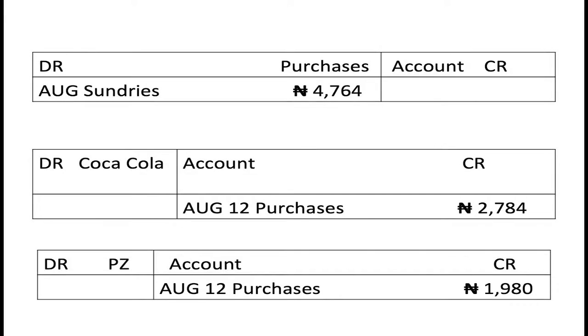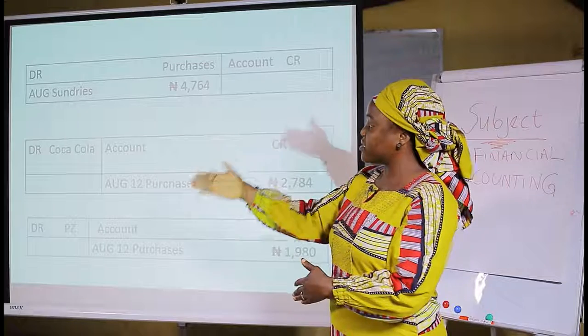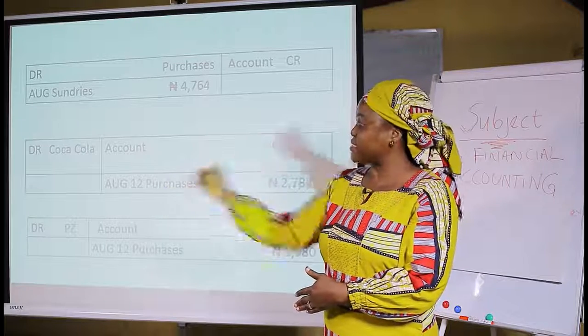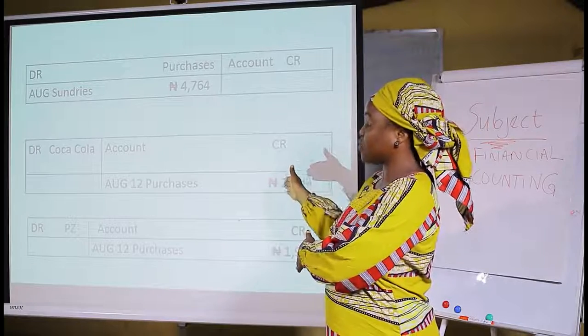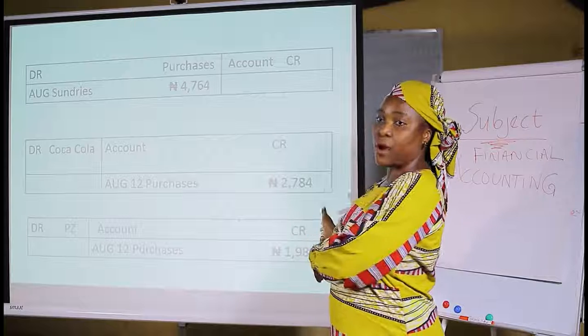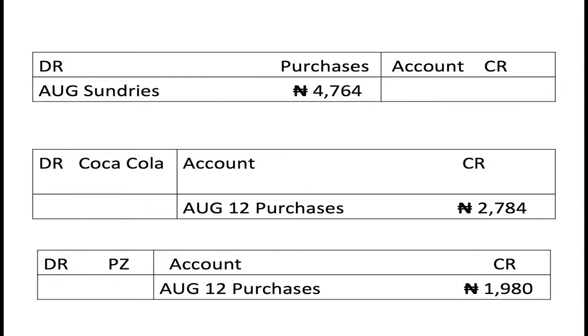So our total sundry is 4,764 naira, which is on our debit side. Then you can see another difference from the sales day book. In our sales day book, the individual transaction was on the debit side, but on the purchases day book, the individual company transaction is on the credit side of our account. August 12th, they made purchases of 2,784 naira, which is credited to Coca-Cola. Then, August 12th, purchases from PZ credited 1,980 naira.